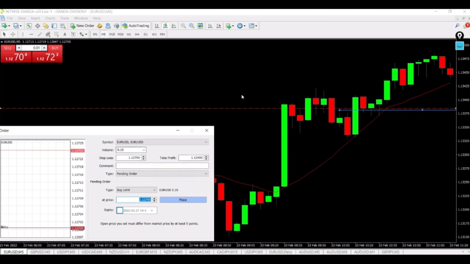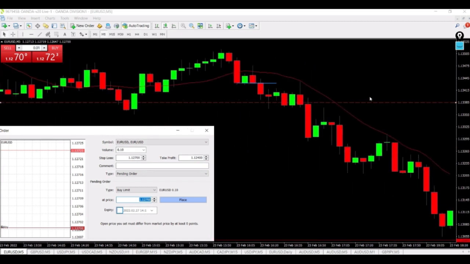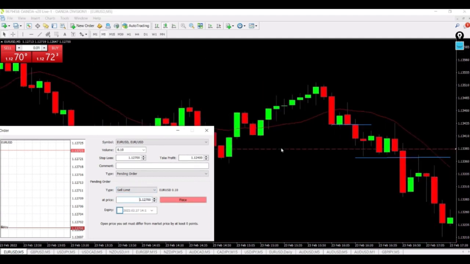Same thing with sell limit, guys. Sell limit. Let's say that you want to get in right here at sell limit, and basically you do the same thing. You press sell limit. So let's say you're waiting for a price to pull back to that level.